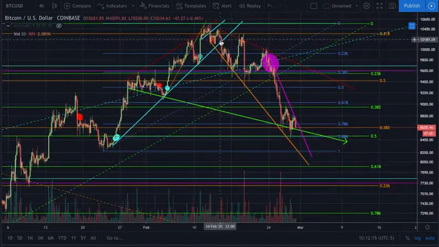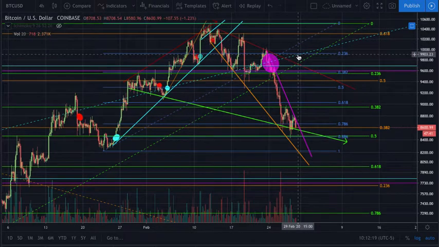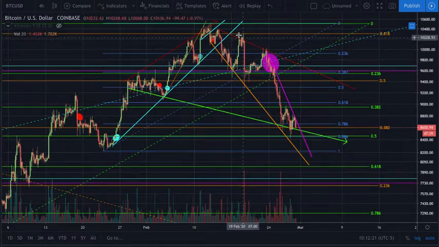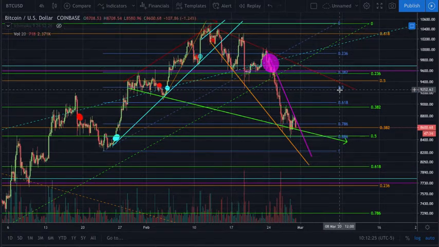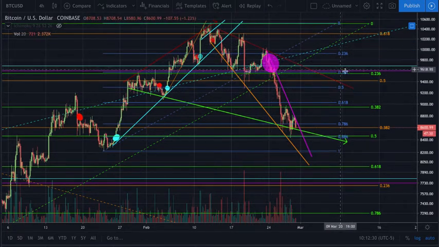And once we got the cross up here and we're unable to save it, it came down, got the daily moving average cross, and then capitulated to the bottom of our descending broadening wedge with the orange line on the bottom and the red line on top here.